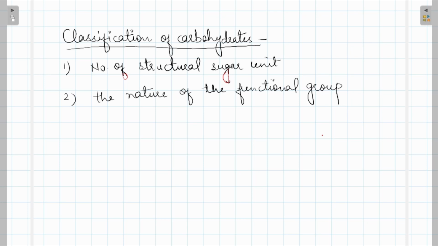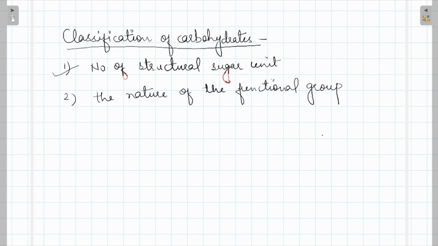हम carbohydrates को कैसे classify कर सकते हैं. तो we can classify the carbohydrates on two bases. First is the number of structural sugar units. It means how many sugar units are present. It may be 1 unit, it may be 2 units, it may be few units or it may be many units. अगर एक यूनिट प्रेजेंट है then it is called monosaccharide.